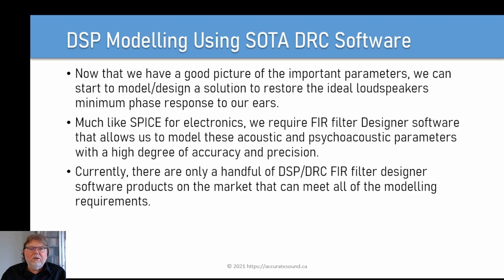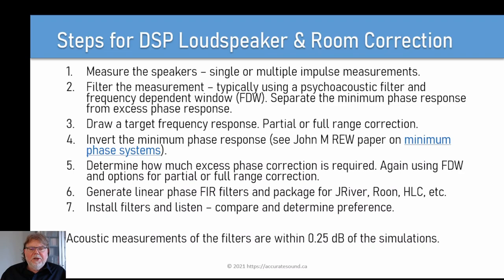So the steps for DSP loudspeaker and room correction: we need to measure the loudspeakers, whether it's a single or multiple impulse response measurements, and I'm going to talk about single versus multiple measurements a little bit further in the presentation. Then we need to filter the measurement, typically using a psychoacoustic filter and frequency-dependent window. We also need to separate the minimum phase response from the excess phase response. We need to draw a target frequency response and apply either a partial or full range correction.